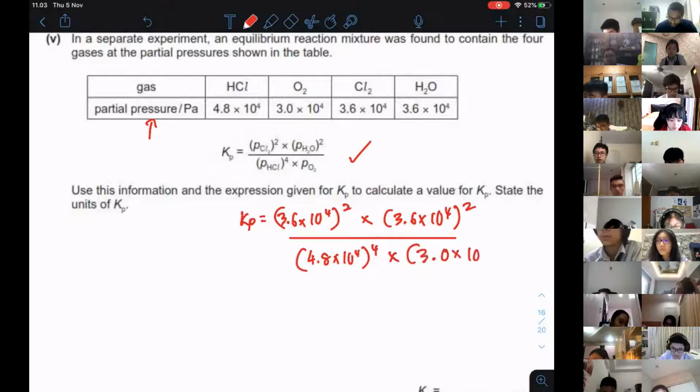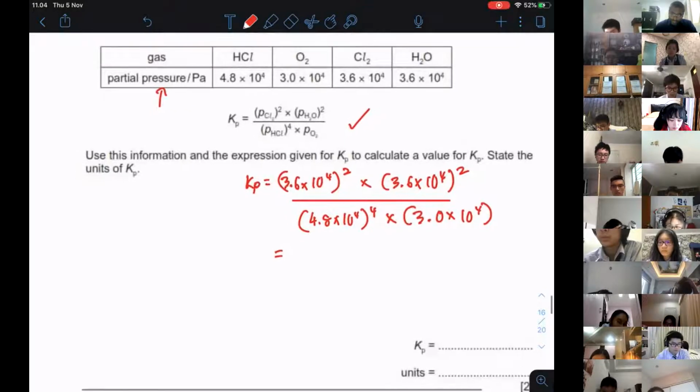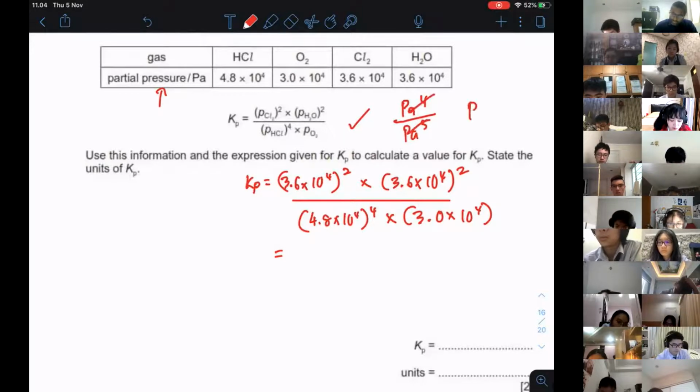2.0 times 10 to the power of 4. Okay, and then state the unit. So this one is going to be Pascal to the power of 4 over Pascal to the power of 5. So cancel, cancel. You will get Pascal to the power of -1.